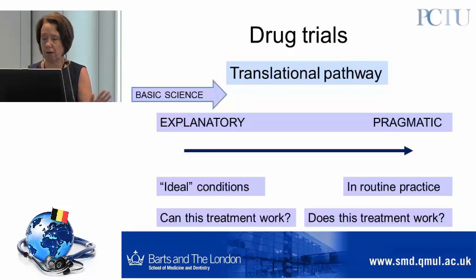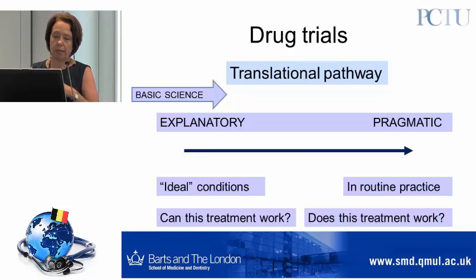So right at the far left end, you're really asking, can this treatment possibly work? If we have everything ideal, can it possibly work? And right on the far right, you have the question, does this treatment actually work in real life when things are no longer ideal? So this sort of pattern, if you put in the basic science which precedes your drug trials, is often termed the translational pathway.